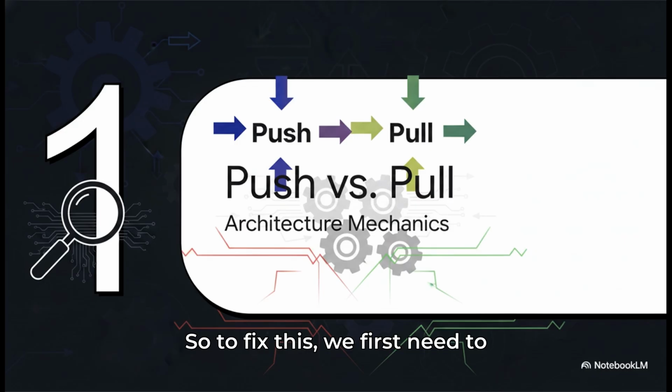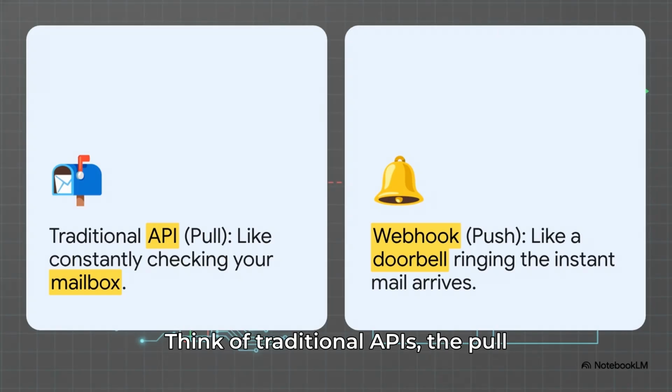So, to fix this, we first need to understand the underlying engines. Push versus pull architecture, the mechanics. Think of traditional APIs, the pull model, like constantly walking out to your mailbox to check for mail. Your system asks the server, hey, any new data? The server says, nope. 5 minutes later, you ask again, how about now? It's a traditional two-way request-response cycle. And honestly, it just eats up computational resources and bandwidth, checking for changes that haven't even happened yet.